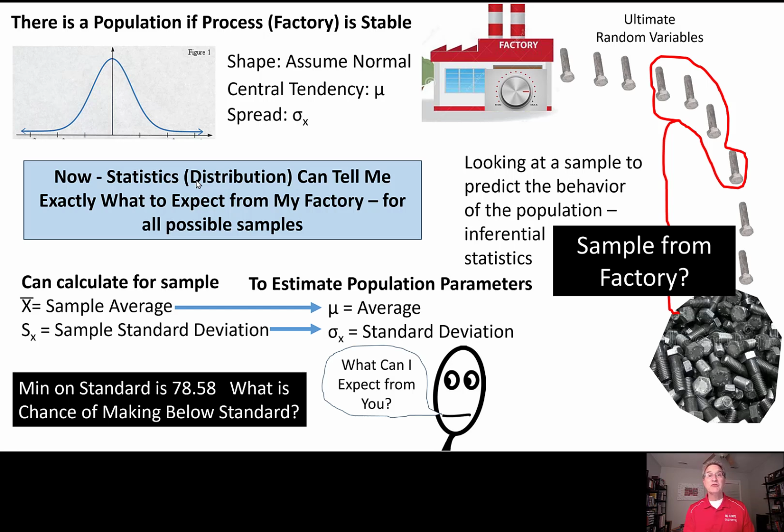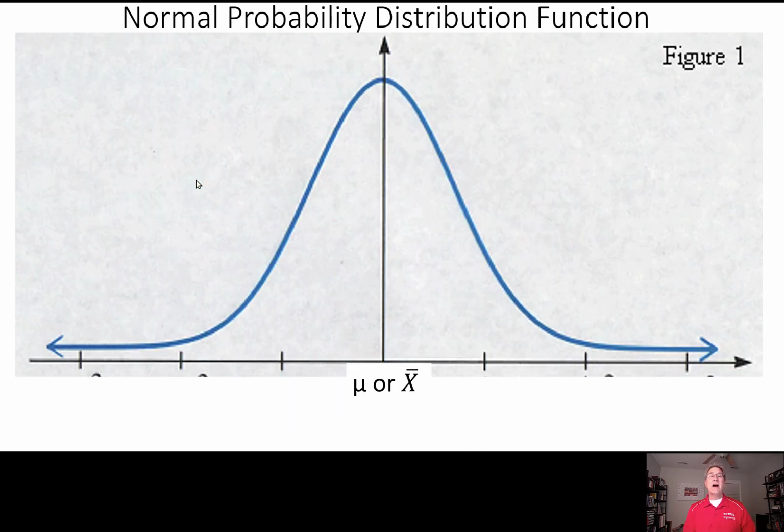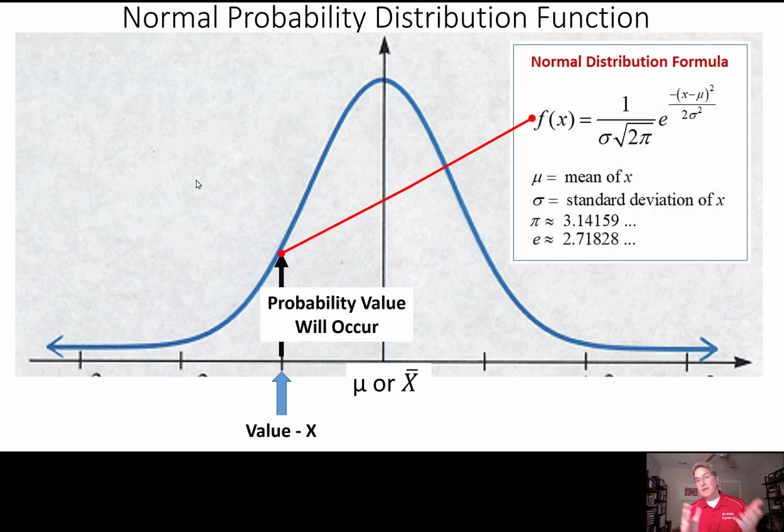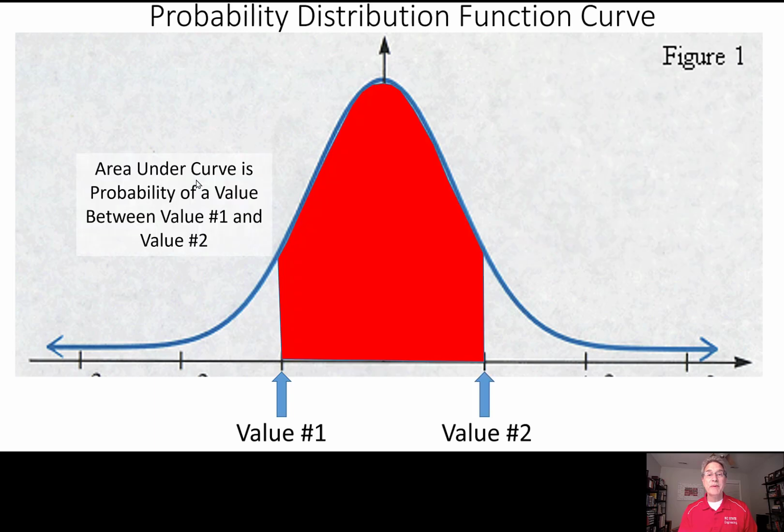Now, the normal distribution specifically is what we're going to work with right now. And we've been introduced to it before. Across the bottom is the value that we're interested in. Up on the curve is the probability the value will happen. You've seen this equation that describes that. We're going to have tables. We don't have to worry about calculating that. We'll be able to do that.